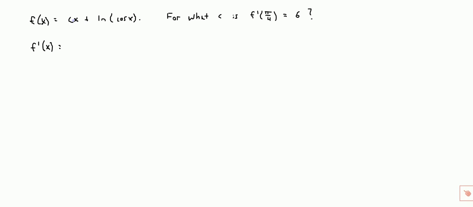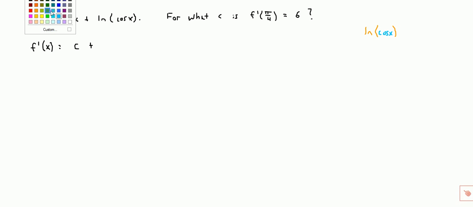So the derivative of c times x, that's going to be c. Right, that's just a line, the slope c, plus, and then here we're going to have to use the chain rule. So we have ln on the outside and cosine x on the inside.